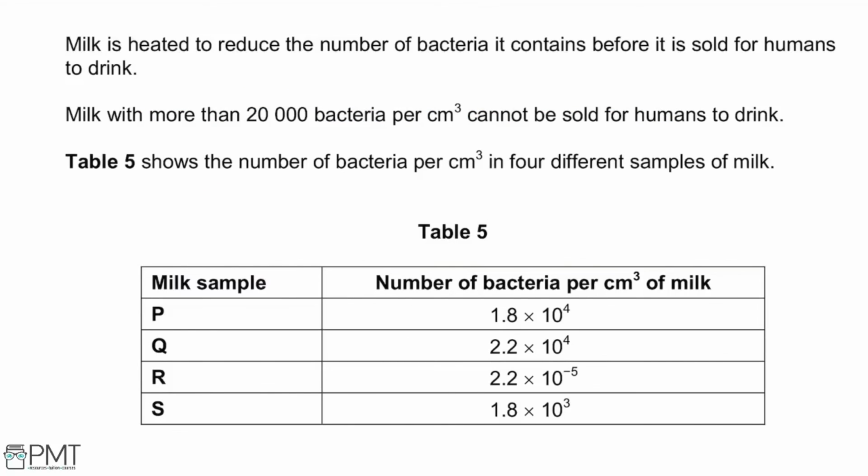Milk is heated to reduce the number of bacteria it contains before it is sold for humans to drink. Milk with more than 20,000 bacteria per centimetre cubed cannot be sold for humans to drink. Table 5 shows the number of bacteria per centimetre cubed in 4 different samples of milk. So here we have table 5, on the left is the milk sample from P to S, and the number of bacteria per centimetre cubed of milk is on the right.